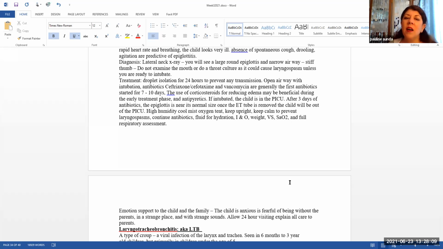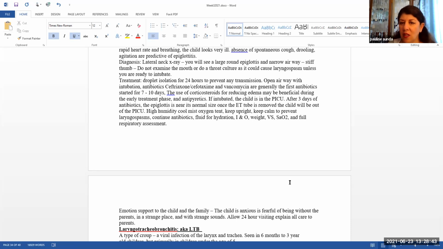They'll be on antibiotics, ceftriaxone or cefotaxime and vancomycin. These are typically your first-line antibiotics and typically given for 7 to 10 days. They may use corticosteroids for reducing edema, and that might be beneficial during the early treatment phase, as well as antipyretics. If the child is intubated, they will be in the PICU. Typically, after three days of antibiotics, the epiglottis is near normal, and then they can be extubated and then transferred to a regular unit.